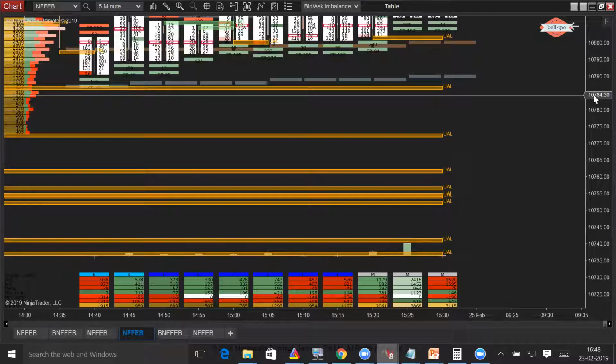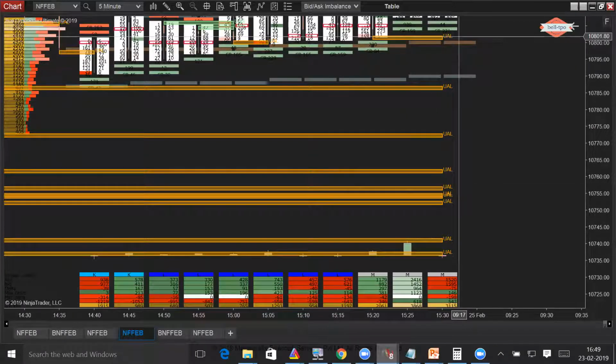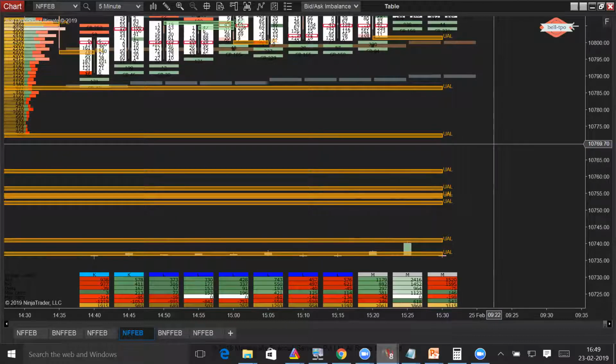Wherever such levels are matching, it automatically draws a level over there. More and more unfinished levels are getting formed. I'm seeing that as a vulnerability. Positionally, it is vulnerable to hold positions in their direction.